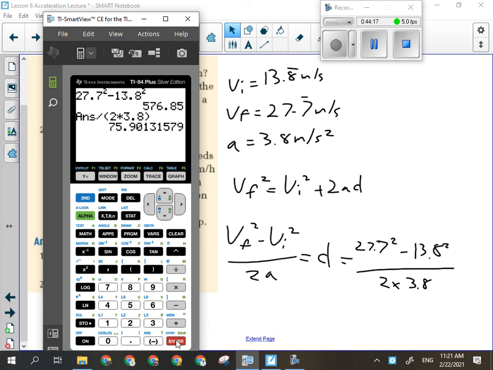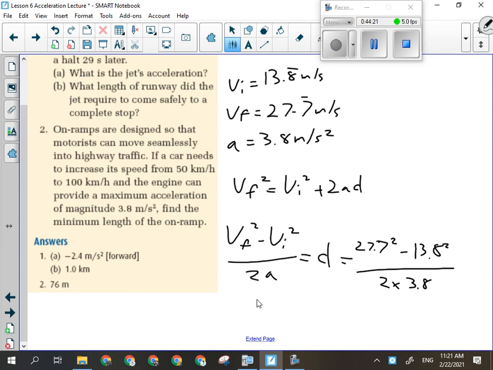I don't know what I did wrong the first time, but okay, getting 76 meters that way. I definitely entered something in the calculator wrong, but we got 76 meters for the length of that ramp. Everybody all right with that one, besides my screw, which I still can't figure out what to do about?